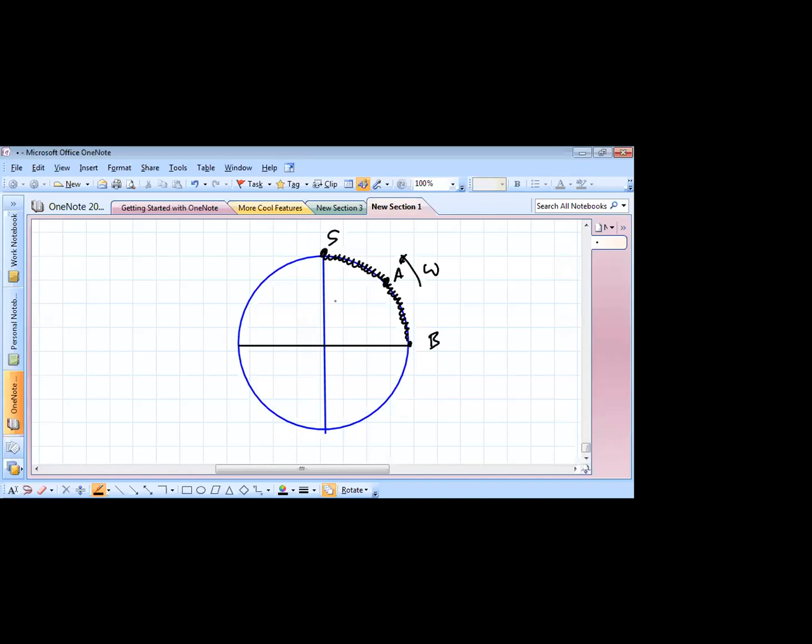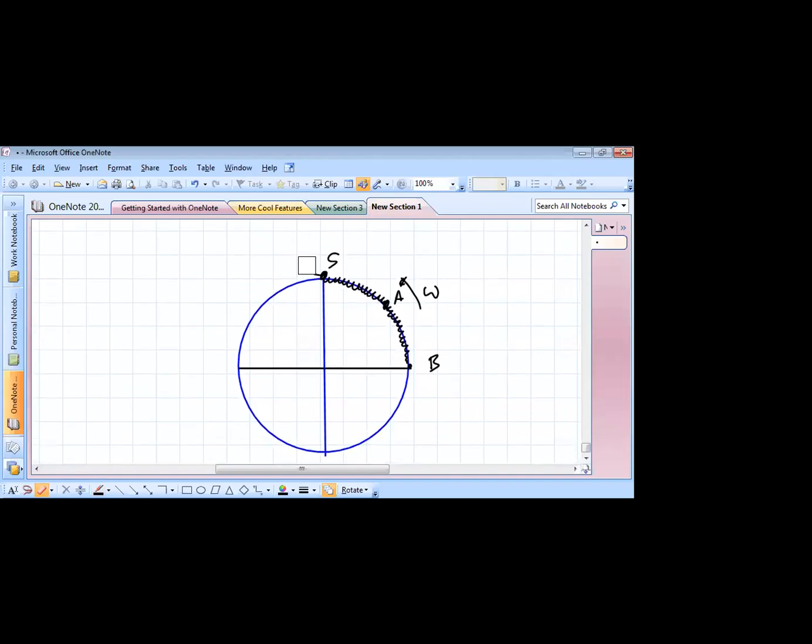So what will happen? With respect to the source, the source's velocity will be like this. So this will be R omega like this. And the observer's velocity will also be R omega, and B's velocity will also be R omega. And the midpoint, so this angle will be pi by 4.